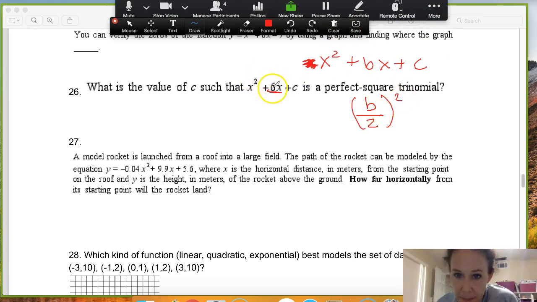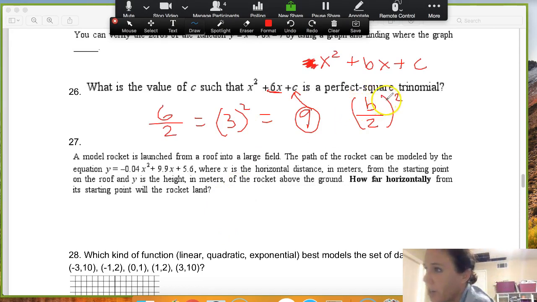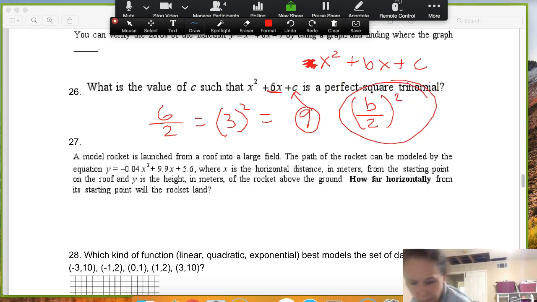So I take my middle term, 6, I divide by 2, and I get 3. And then I square that term. 3 squared is 9. 9 is going to make this a perfect square trinomial. So how do you make a perfect square trinomial? You take your middle term, you divide by 2, and you square it. Then you add it to both sides. Make sure you know how to do that.